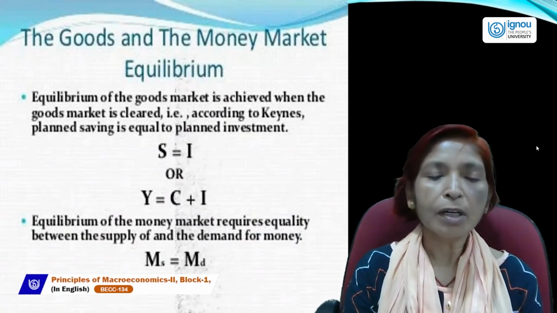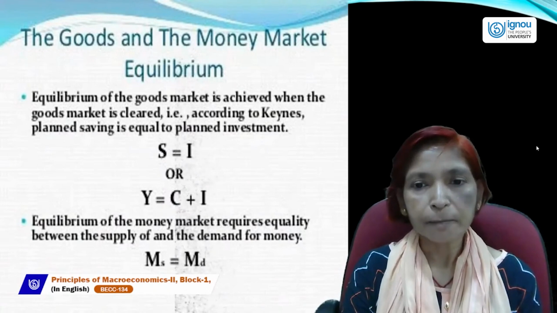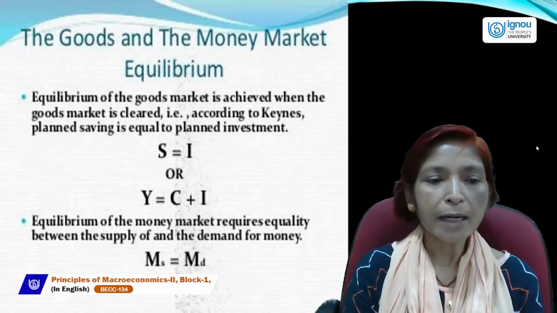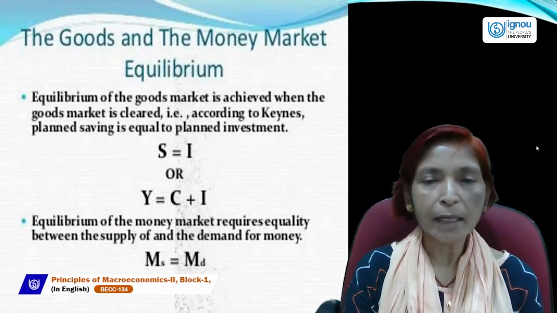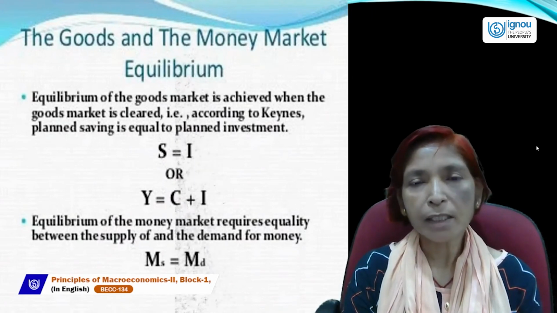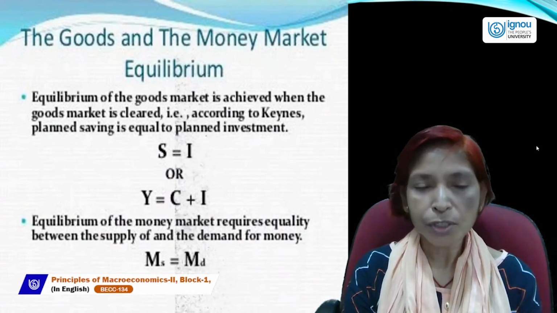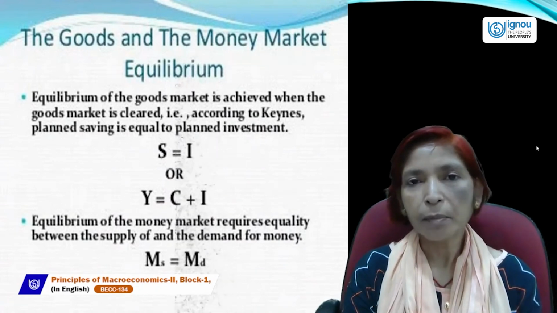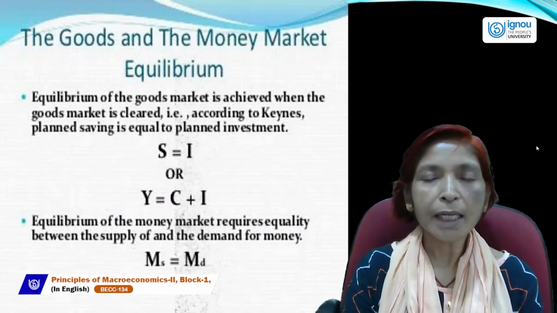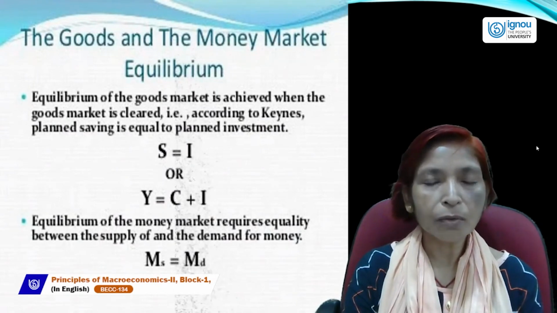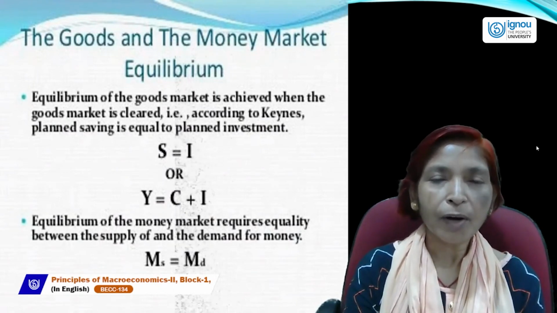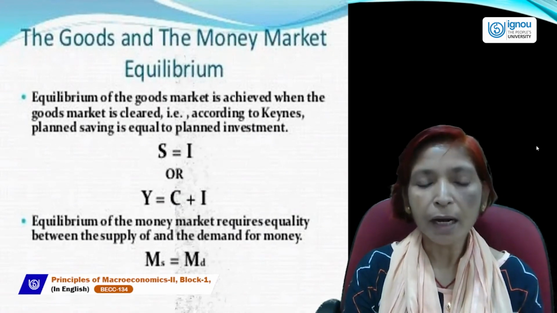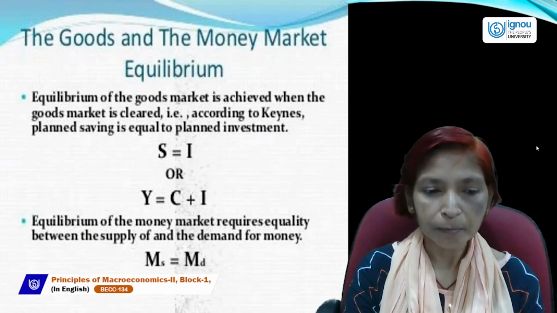Equilibrium of the goods market is achieved when the goods market is cleared. According to Keynes, if planned saving is equal to planned investment, then the goods market will be in equilibrium. S is planned saving and I is planned investment. Or we can write in another form, Y equals C plus I. Here Y is the level of income, C is the consumption level and I is the investment level.